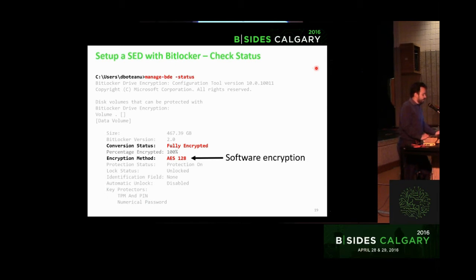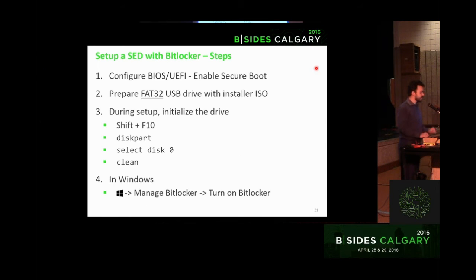If you run the same command, but you get the conversion status fully encrypted, and then the encryption method is AES-128, it means that you have software-based encryption. And then if you get the message hardware encryption in there, it means that you have hardware encryption. So you're going to be able to use this command just to make sure to see that when you're activating encryption, it actually goes into a hardware mode. So the steps to activate encryption are actually the following.